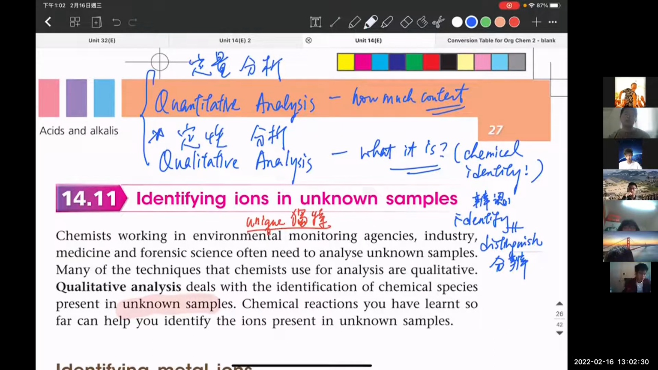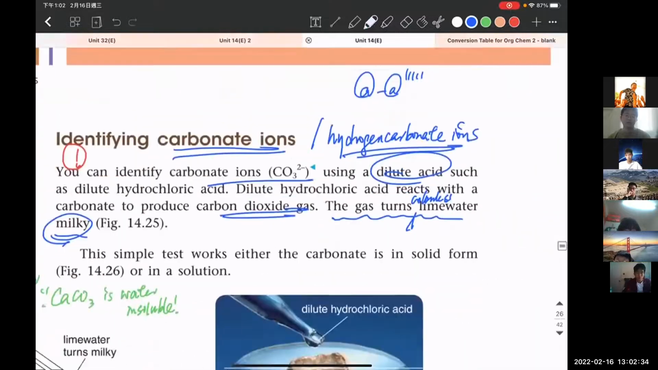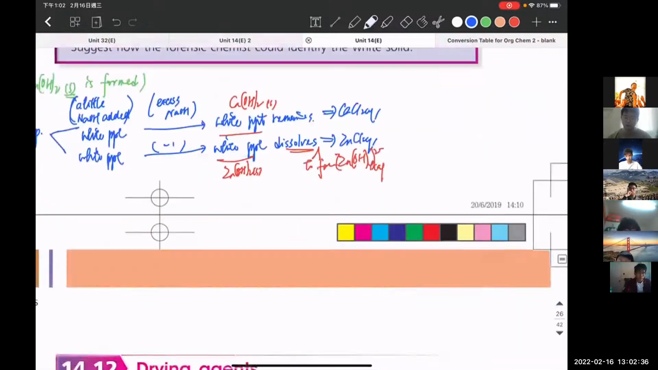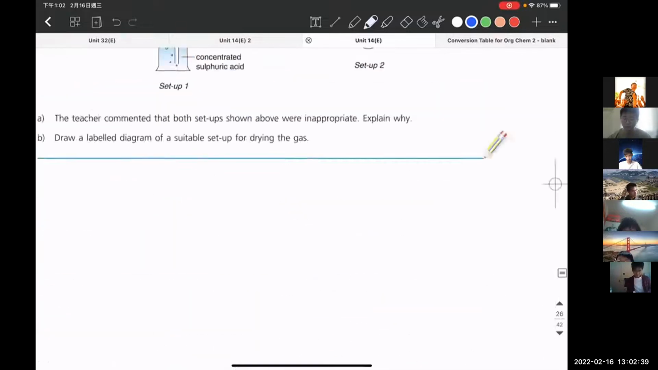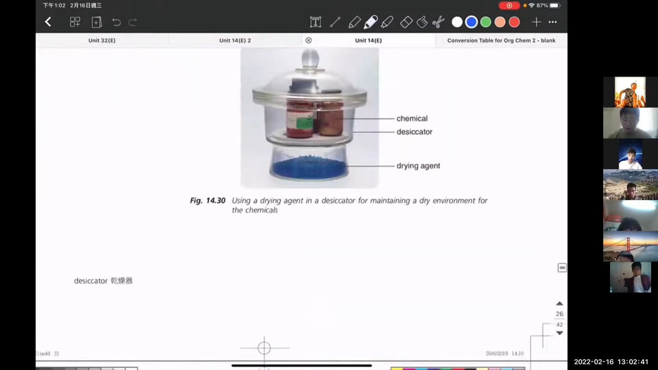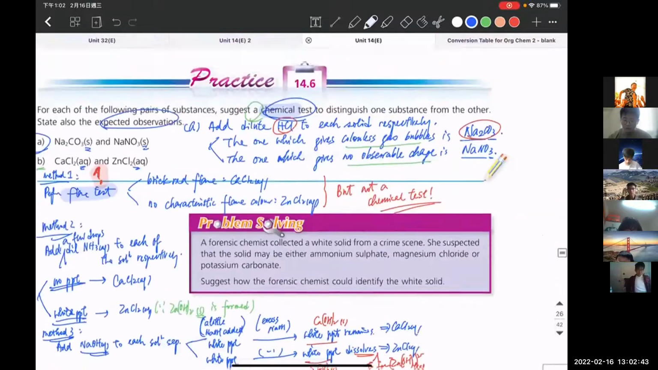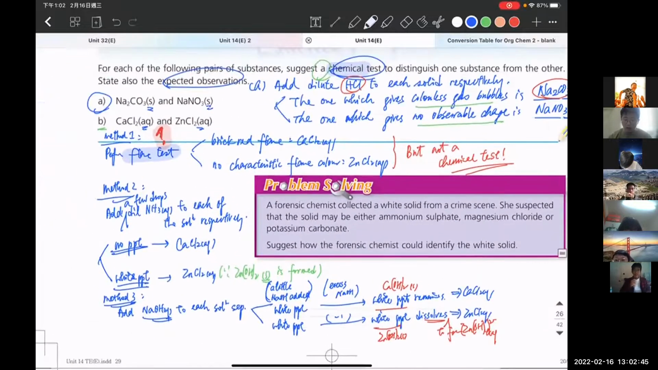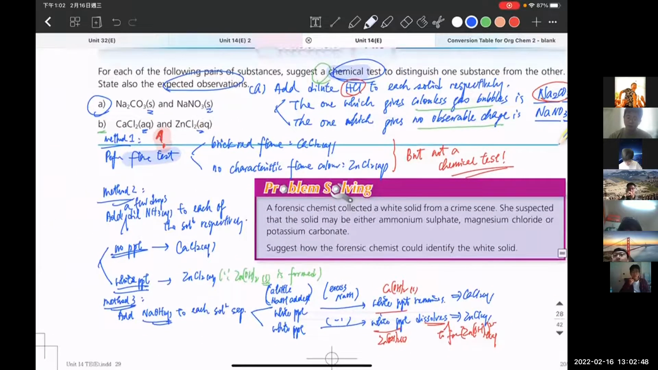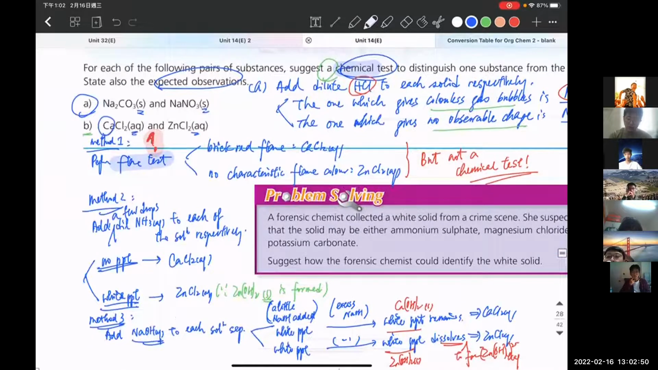If you use the word distinguish, take a look at that example. It is very simple, because what you need to do is find the odd one out. You focus on calcium ion and zinc ion and tell me the difference, and it's okay. You take a look at sodium carbonate and sodium nitrate, carbonate and nitrate. Tell me the difference, and it is okay.